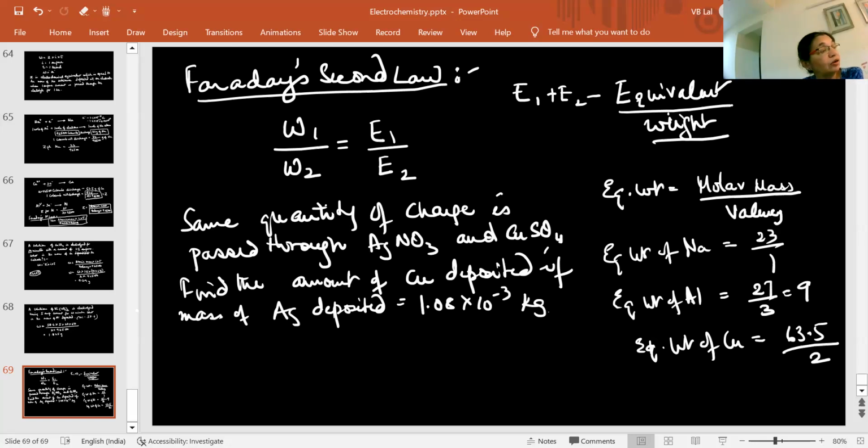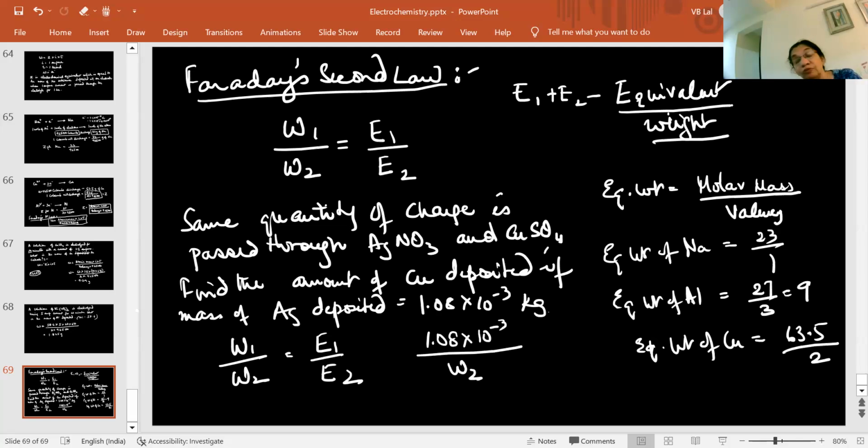The atomic mass of silver and copper is given. The molar mass of silver is 108 and that of copper is 63.5. So how will I do this? W1 by W2 will be equal to E1 by E2, right? What is W1? Let that be the mass of silver which is deposited. So I will put 1.08 into 10 raised to minus 3 divided by W2. That is what we have to find, that is the mass of copper.